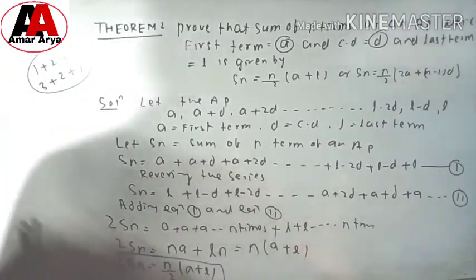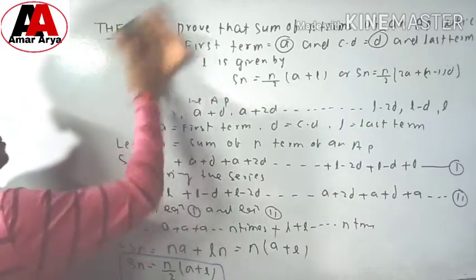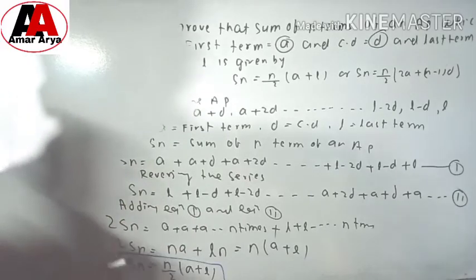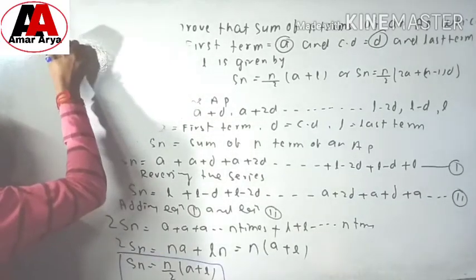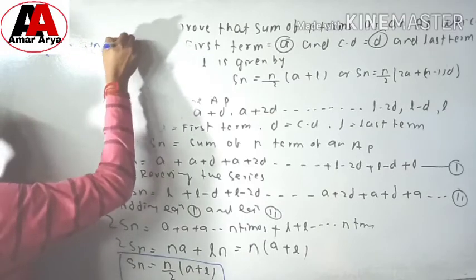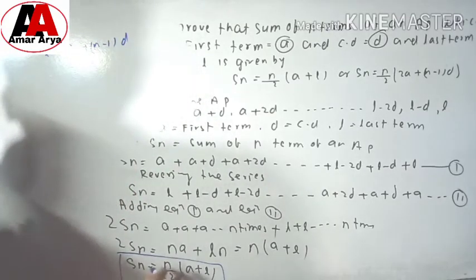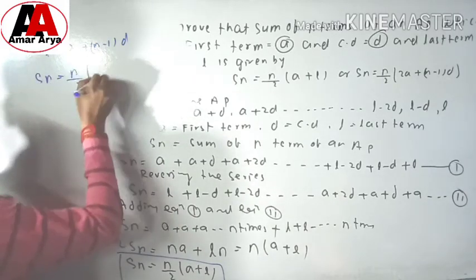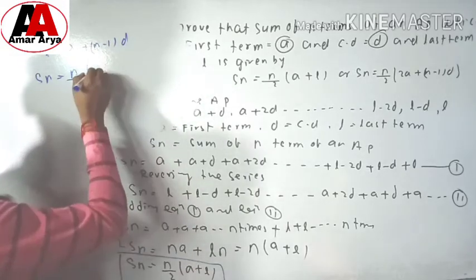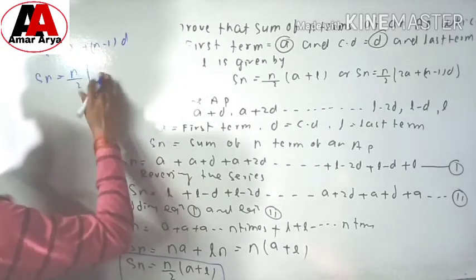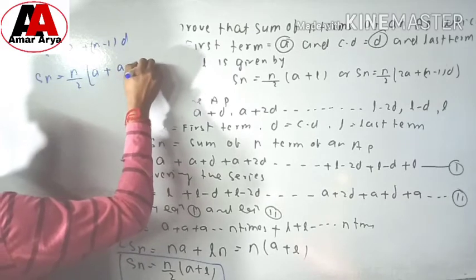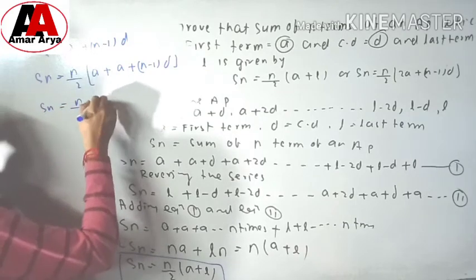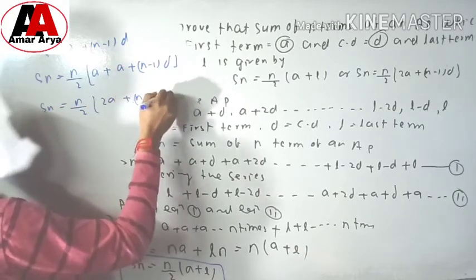Next, you can put in the value of L. Suppose L is A plus (n minus 1) into D, as we know from the formula of the nth term. So Sn equals n by 2 (A plus A plus (n minus 1) into D). So we can write Sn equals n by 2 (2A plus (n minus 1) into D).